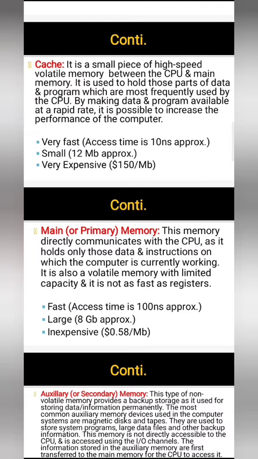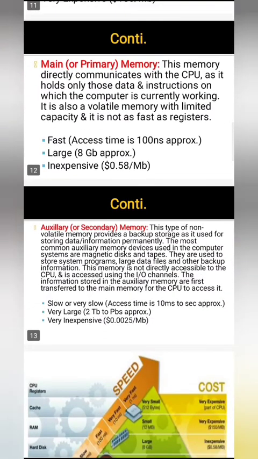Definitely it is large, but it is not larger than your auxiliary memory. Nowadays your main memory is coming roughly equal to 8 GB or 12 GB RAM approximately. It is inexpensive. Roughly it is equal to $0.58 per MB. The last we have is the auxiliary memory.